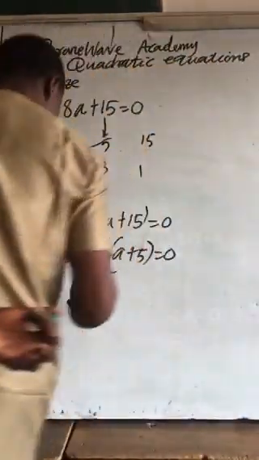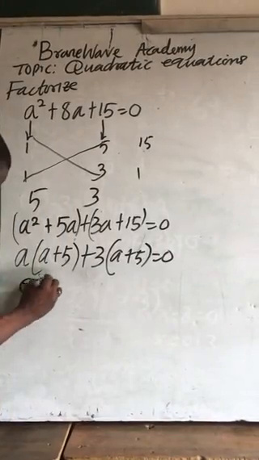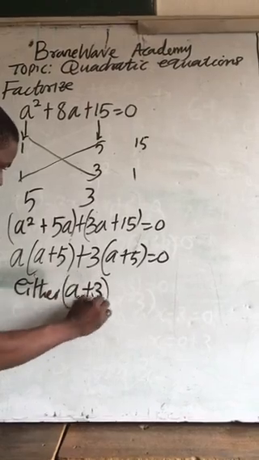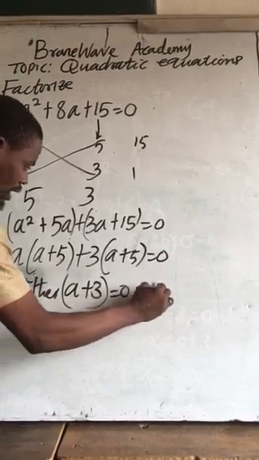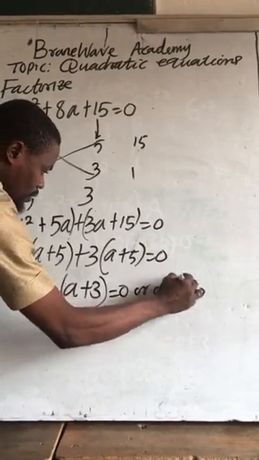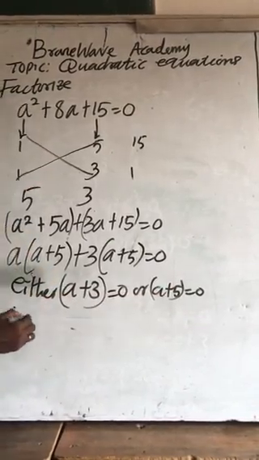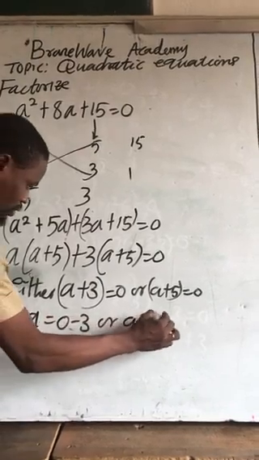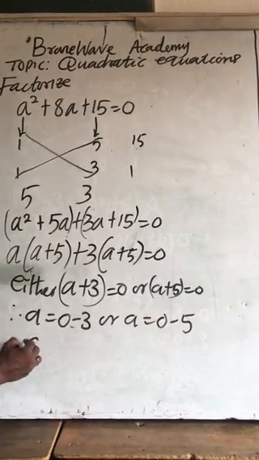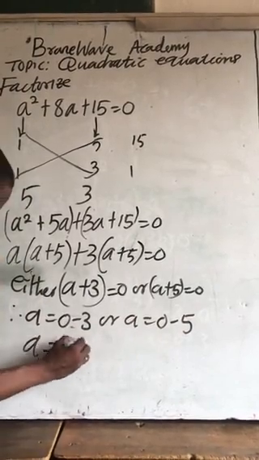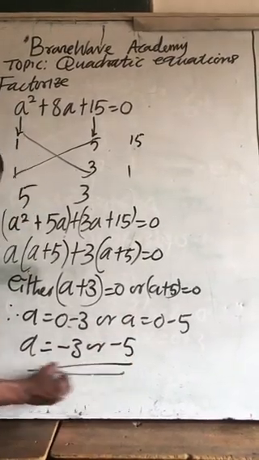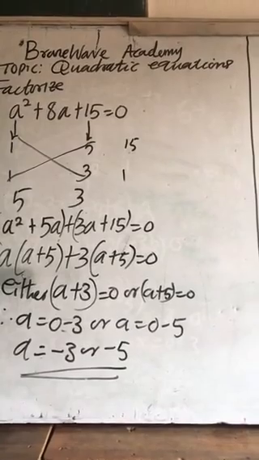You now have either a plus 3 is equal to 0 or a plus 5 is equal to 0. Therefore, a is equal to 0 minus 3 or a is equal to 0 minus 5. a is equal to 0 minus 3 is minus 3, or 0 minus 5 is minus 5, which is the final answer for this question. So you can see it's very easy.